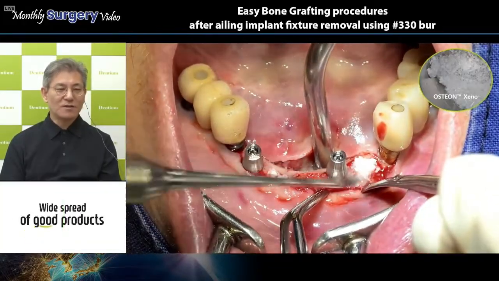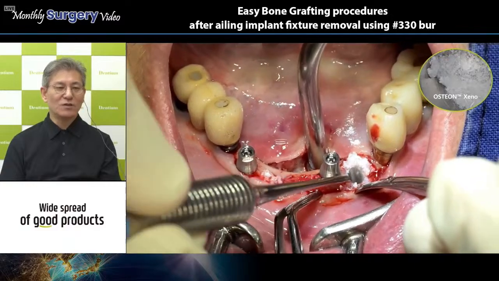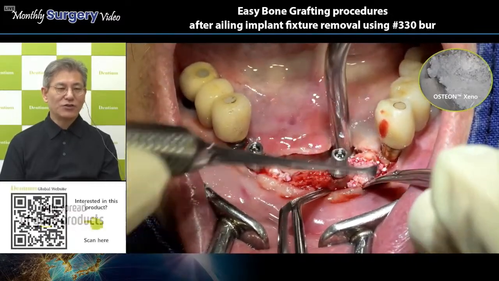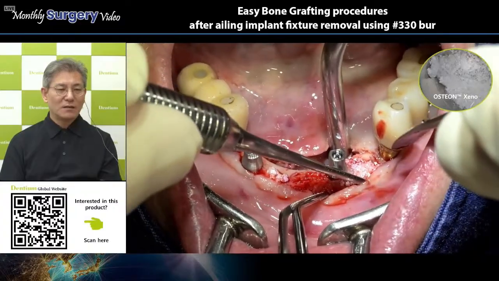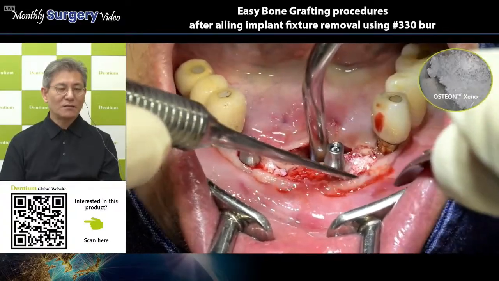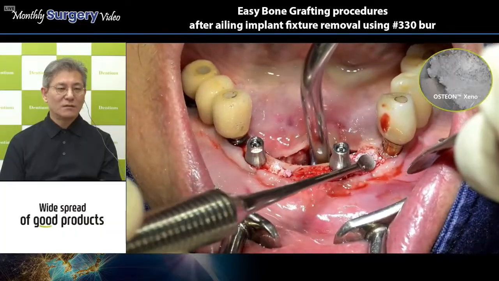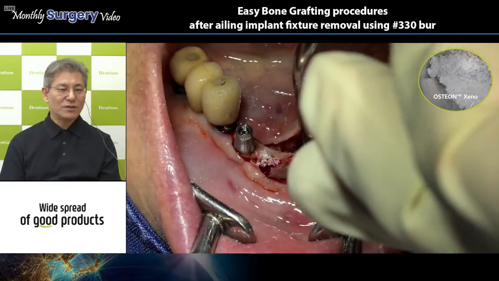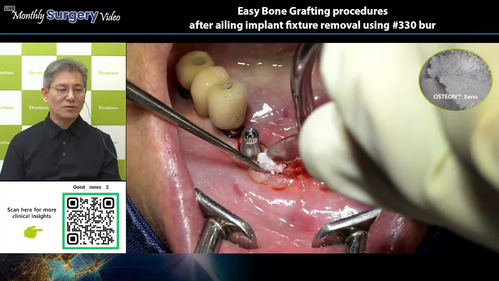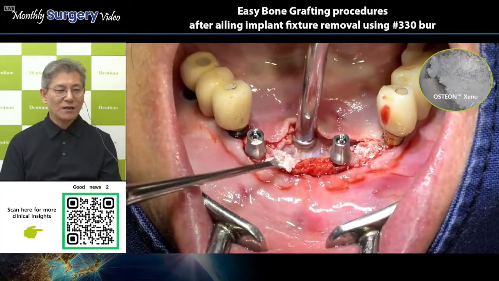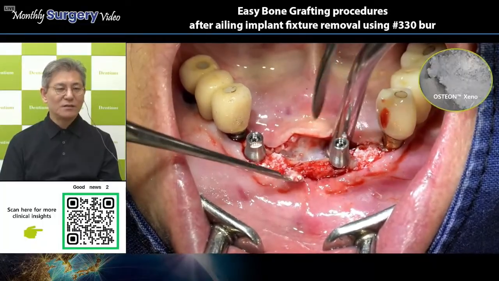Now, the OSTEON Xeno was filled on this defect area. The big defect at 33 was filled with OSTEON Xeno, the bovine xenograft material. Okay. After filling with OSTEON Xeno, the particulated bone graft is on this defect, number 33 and 42 area.